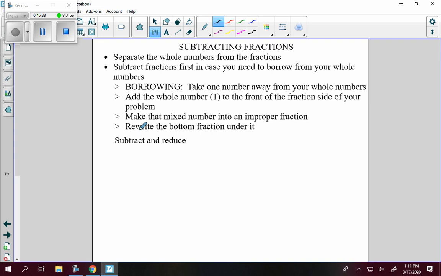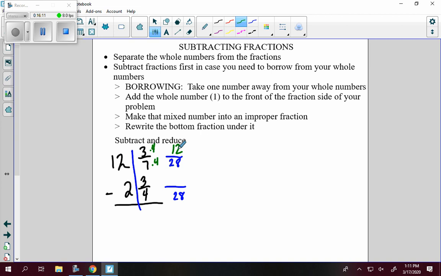In order to subtract fractions, we have the number 12 and 3/7 minus 2 and 3/4. So I'm going to separate my whole numbers from my fractions and get a common denominator. My common denominator is just going to be 28. So 7 times 4 was 28, so 3 times 4 is 12. 4 times 7 is 28, so 3 times 7 is 21.